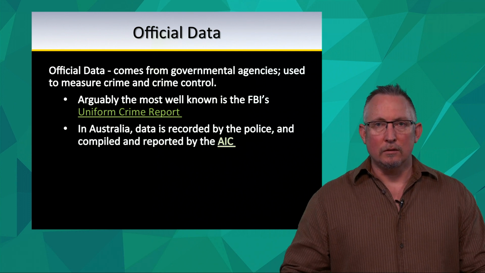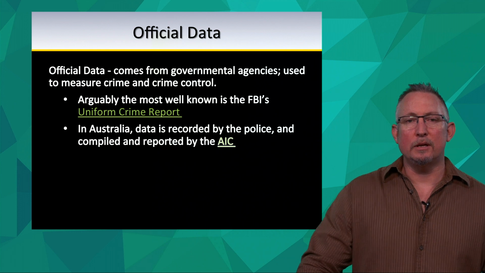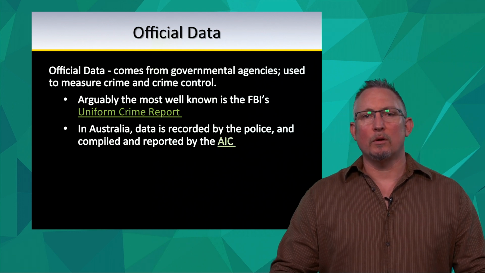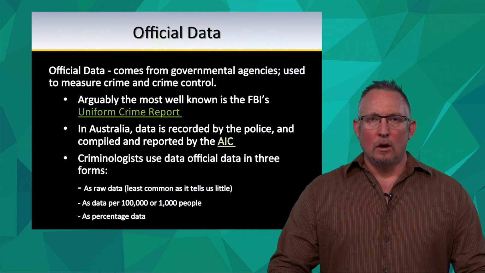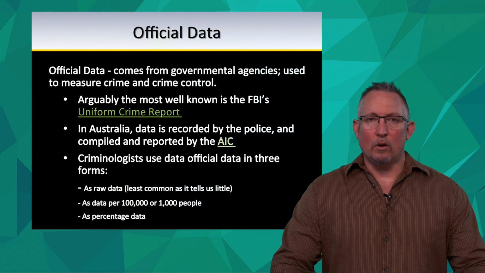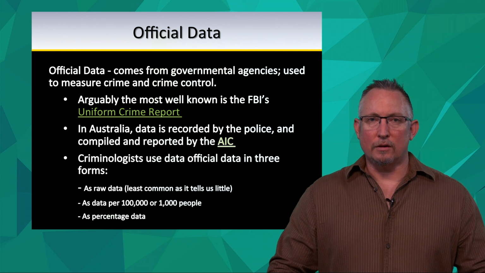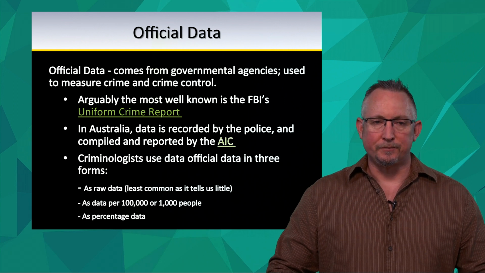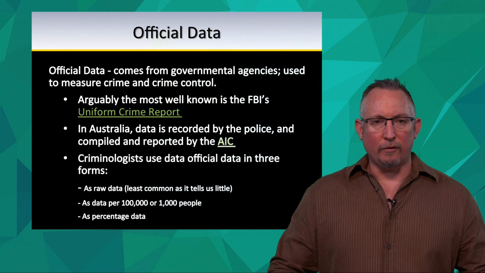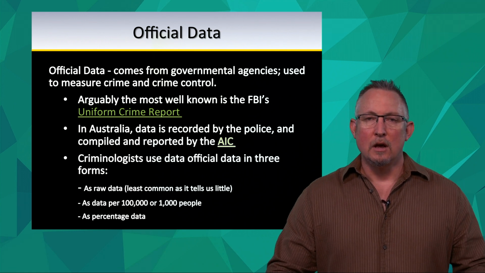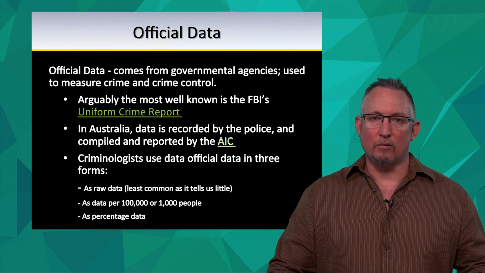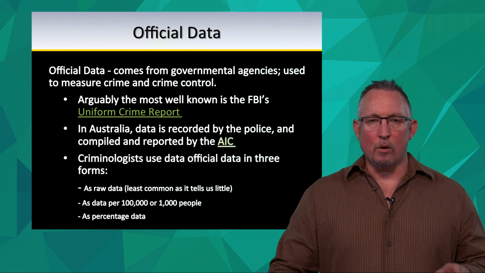In Australia, crime data is recorded by the police, compiled and reported by the Australian Institute of Criminology. Again, there's a link there. Criminologists use official data in 3 forms: raw data, data per 100,000, and as percentage data. Overwhelmingly, the preferred method of presentation is data per 1,000 or 100,000 because it allows us to compile rates. Rates are far more important than raw numbers.